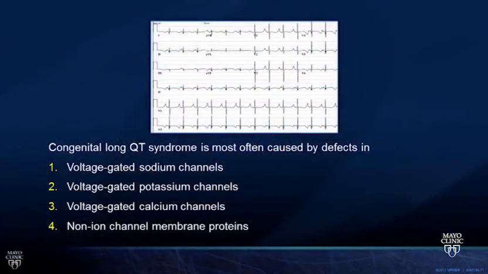So the next one is: congenital long QT syndrome is most often caused by defects in which of the following: voltage-gated sodium, potassium, calcium, or non-ion channel membrane proteins.